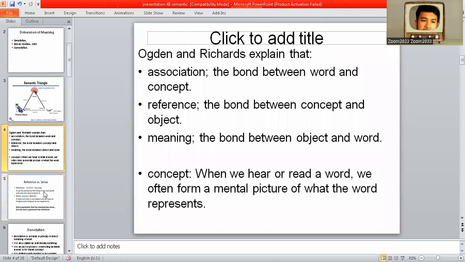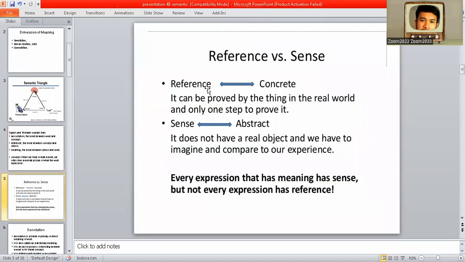And then we have reference and sense. Now reference relates to what I have just mentioned before, the concrete, the physical object. It can be proved, the thing in the real world, with only one step to prove it. And so what about sense? That is the difference between reference and sense.